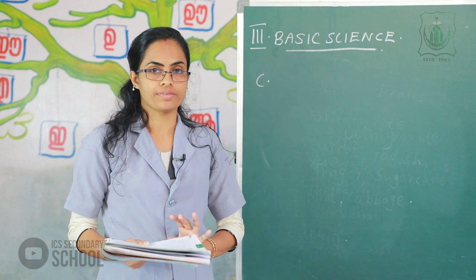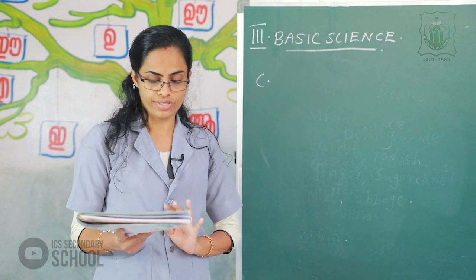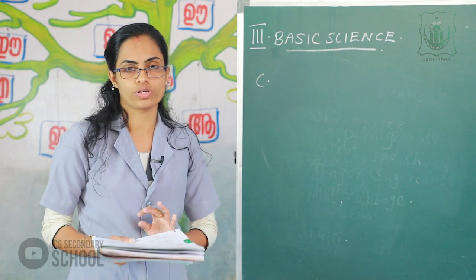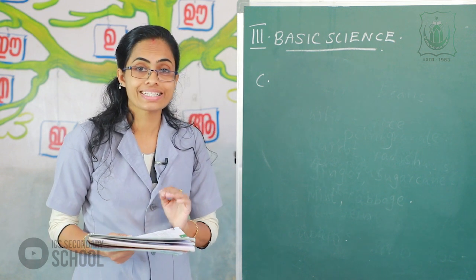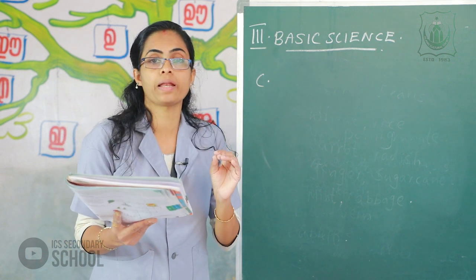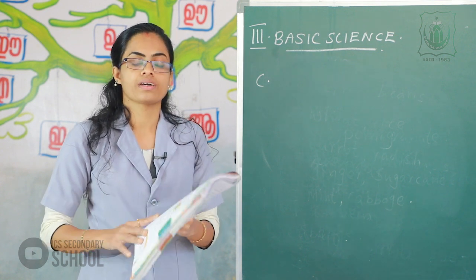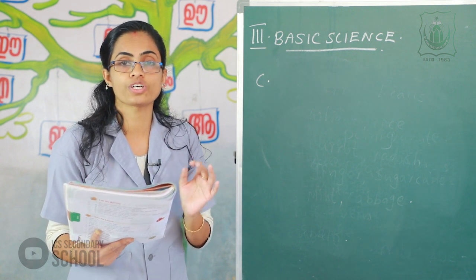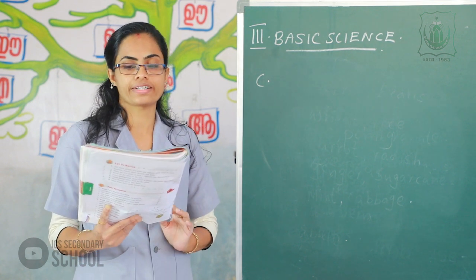First I read the questions and you find out your answers. The first question: what is a root? The second question: what is a taproot? The third question: how do roots help plants? The fourth question: why are leaves called the food factory of the plant?